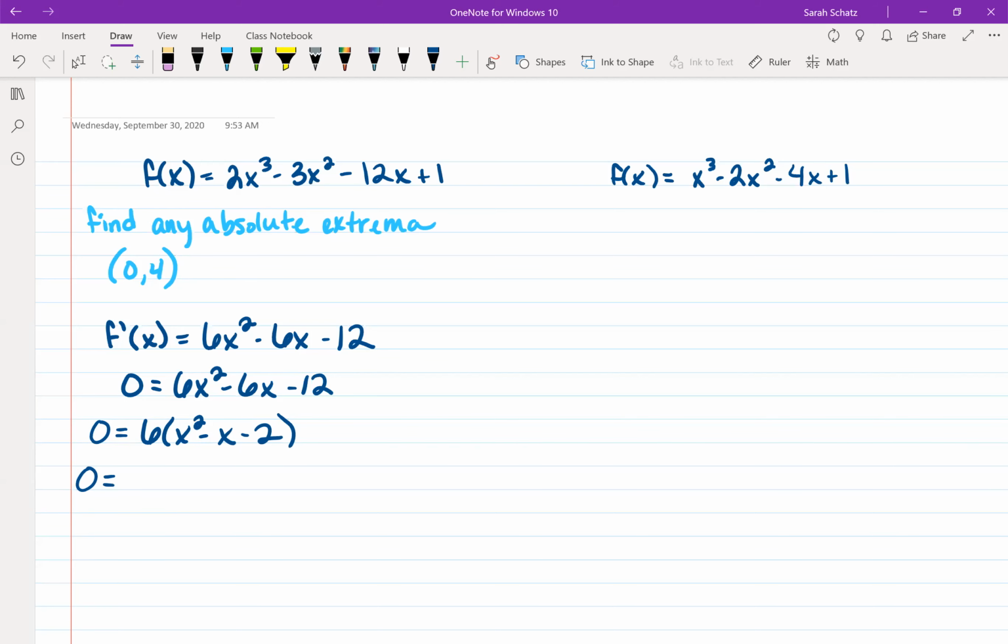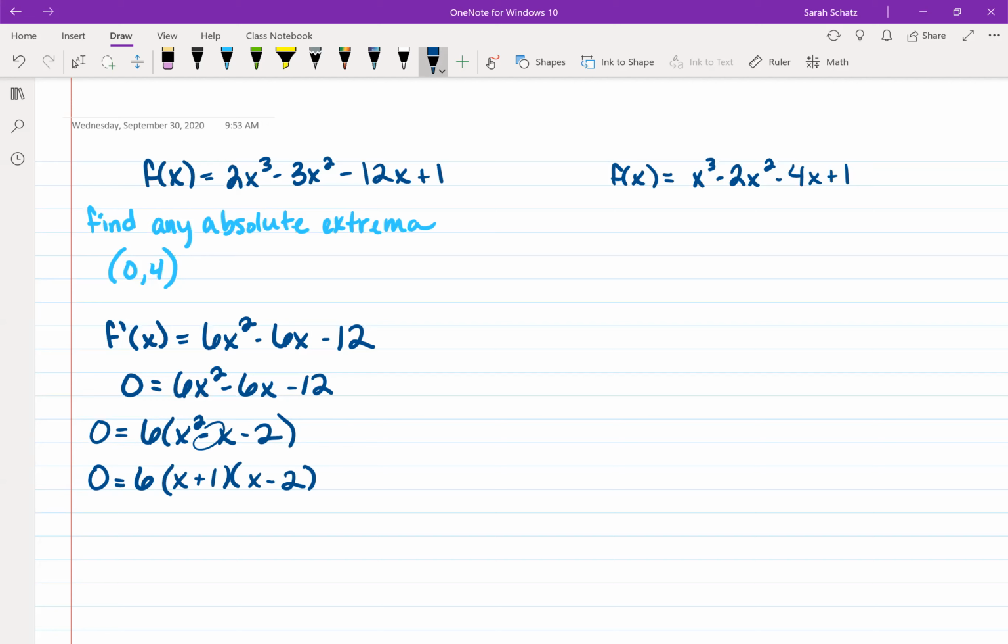Oh, wait, that's not what I wanted on this line. So from here, well, yeah, it is. Okay, so I'm here. How is this one going to factor out? I need a -1 in the middle. So I think I'm going to do x plus 1, x minus 2. That should get me there.